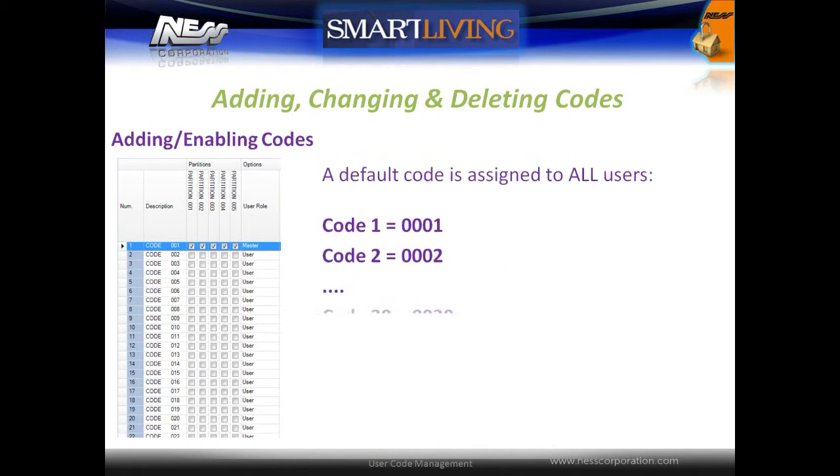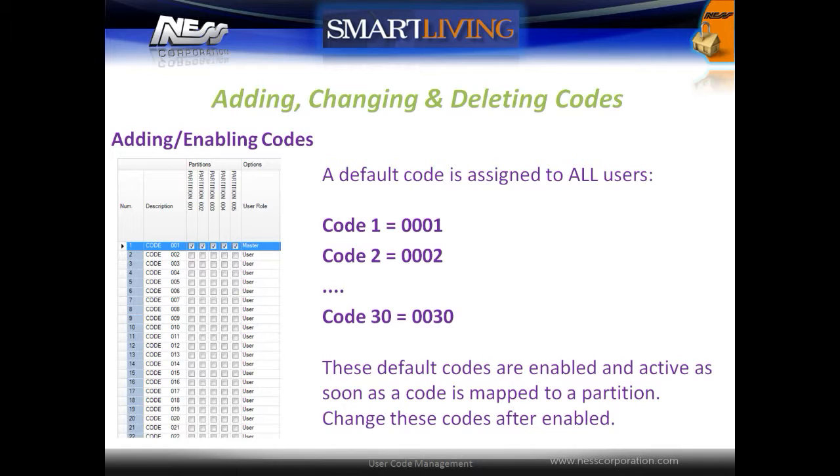A default code is assigned to all user codes. User code 1 is 0001, user code 2 is 0002, and so on for all codes. When a user code is enabled by selecting a partition, the assigned default code is enabled automatically. It is recommended to change these codes after enabling.